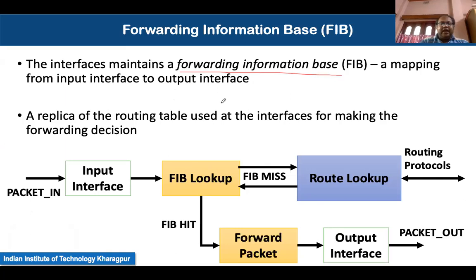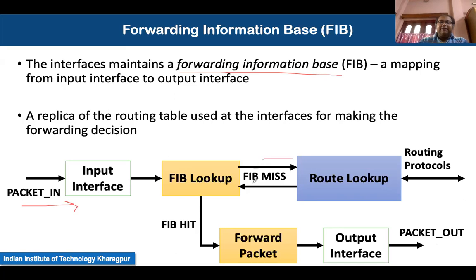As I was mentioning, a replica of the routing table is used at the interfaces for making the forwarding decision. And the forwarding works in this way. You get a packet at the input interface. You make a lookup in the forwarding information base. If there is a FIB hit, that means you have the information in the forwarding information base. You forward that packet to the output interface and make a packet out event to forward the packet to the lower layer of the protocol stack.